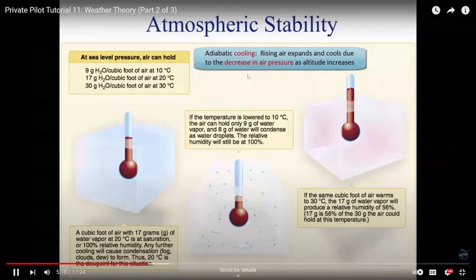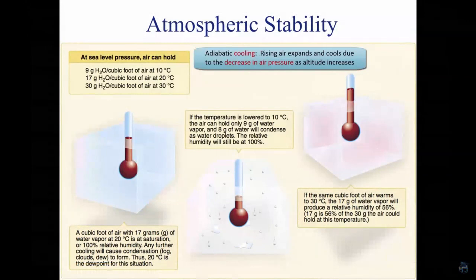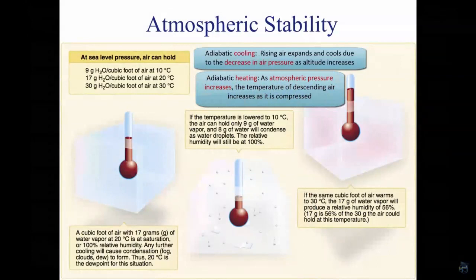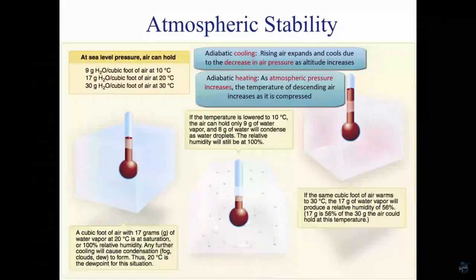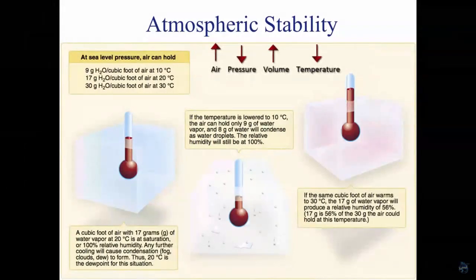Rising air expands and cools due to the decrease in air pressure as altitude increases. The opposite is true of descending air. As atmospheric pressure increases, the temperature of descending air increases as it is compressed. Adiabatic heating and adiabatic cooling are terms used to describe this temperature change. When a parcel of air rises, pressure decreases, volume increases, and temperature decreases. When air descends, the opposite is true.